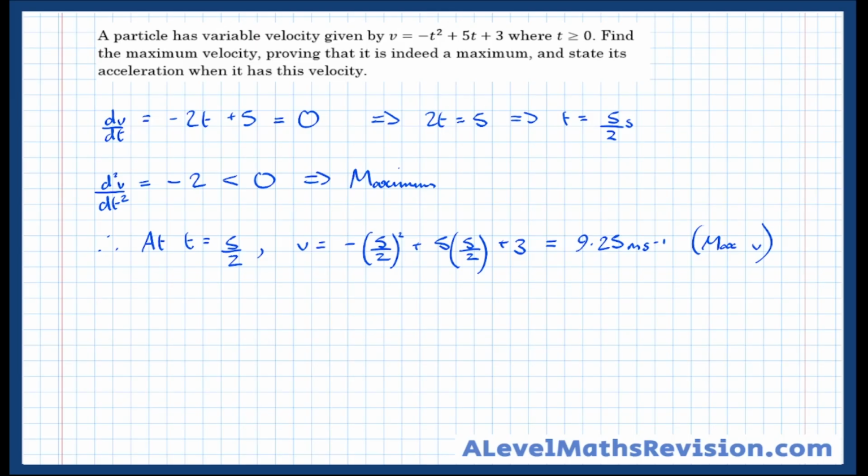So now it said state its acceleration when it has this velocity. Well, we can see that from this statement here. dv by dt, the differential of velocity, is acceleration. So the acceleration equals 0. So when a velocity has a maximum or a minimum, the acceleration is 0. dv by dt equals 0. So at Vmax, the acceleration is 0 meters per second squared, because that's what happens at a stationary point.